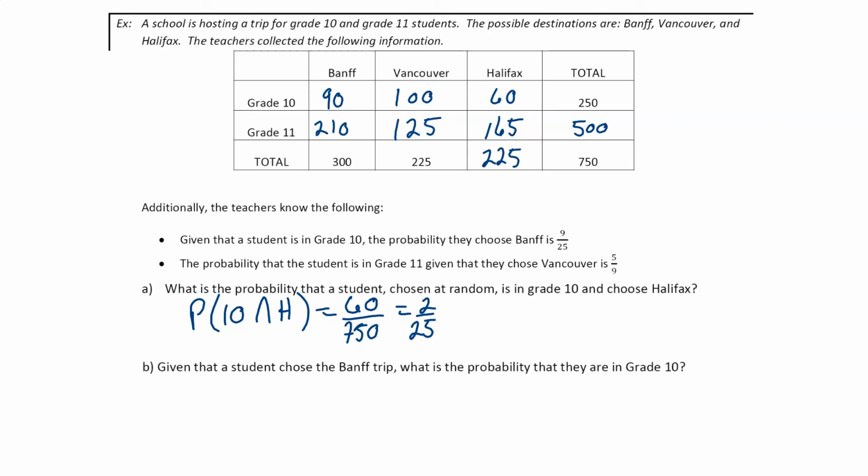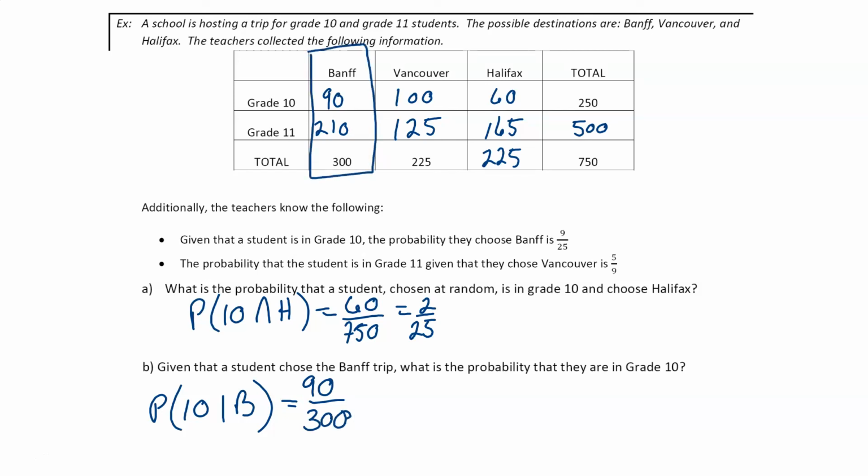Question B says, given that a student chose the Banff trip, what is the probability that they are in grade 10? So this time we're given that a student chose the Banff trip. So the probability, we've got a given of Banff, and we're asked what is the probability that they're in grade 10. So probability of grade 10 given they're on the Banff trip. We're given the Banff, so we're looking at this column only, and the probability that they're in grade 10 is 90 out of 300. As soon as we're told that we're given Banff, so we're given that the student chose Banff, we ignore the rest of the table and we're working just with the numbers in the Banff column.